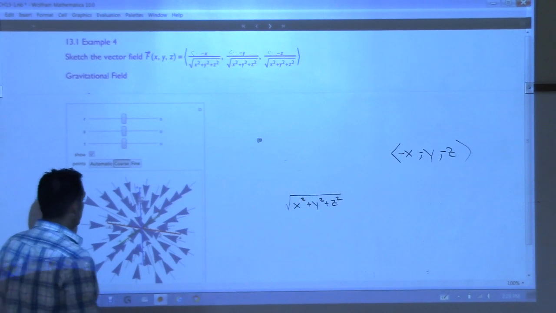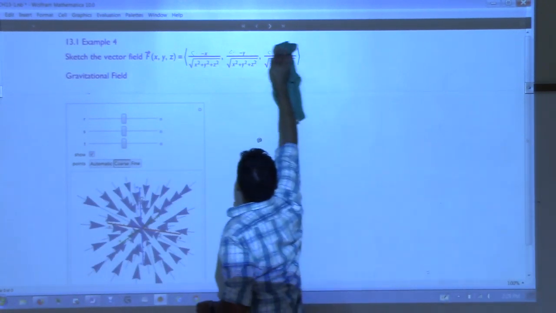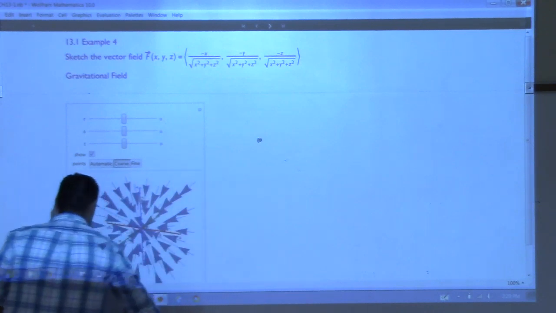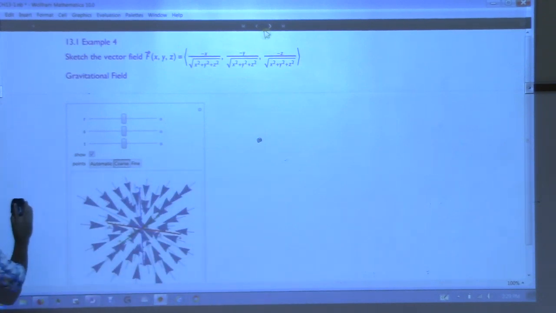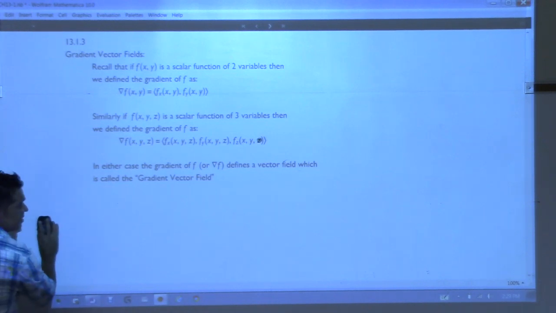So that's an important vector field. And that's an example of a three-dimensional one. All right. So now we move on to the next idea.